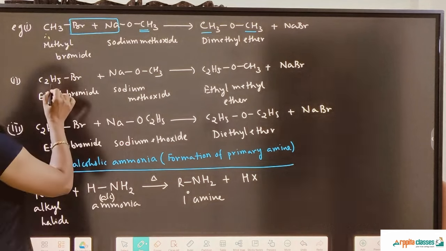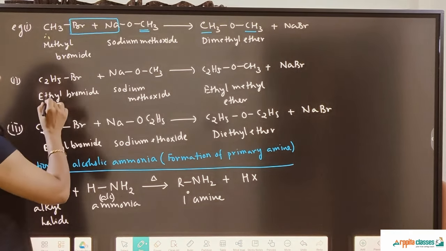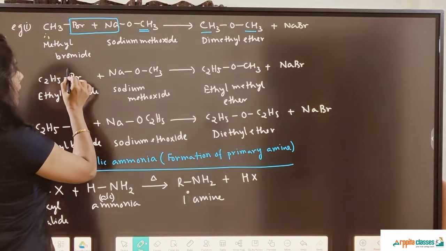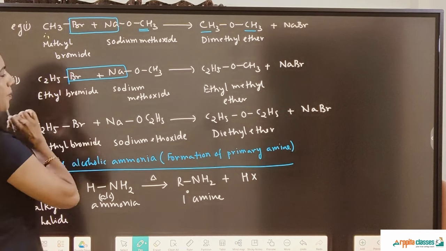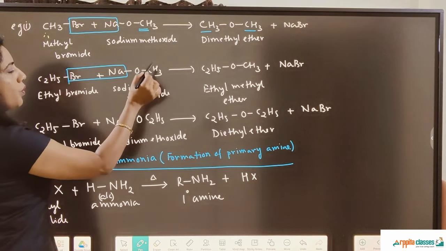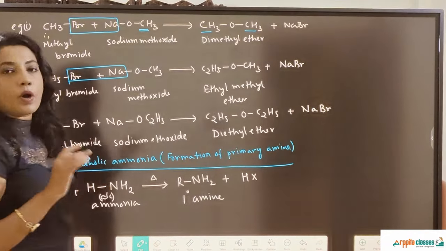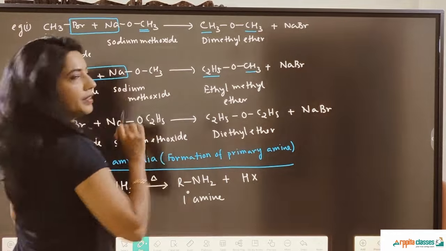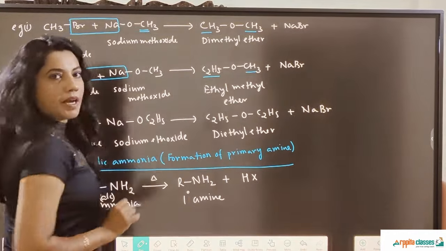Okay. Another example, C2H5Br, which is ethyl bromide, NaOCH3, again sodium methoxide. NaBr will be coming out from here and we'll be getting C2H5OCH3. This is now, according to the alphabetical order, ethyl methyl ether. Okay, and the byproduct is NaBr.